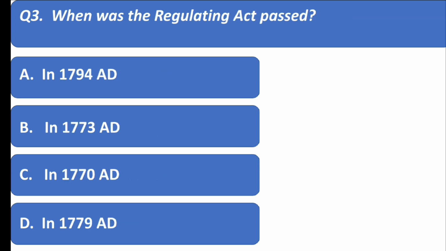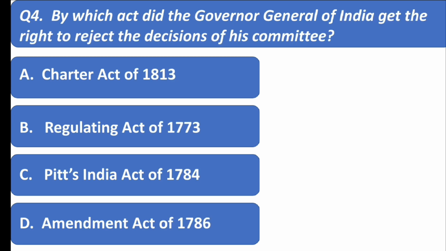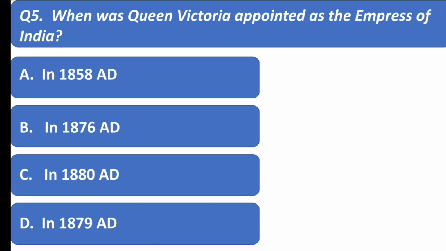When was the Regulating Act passed? Answer is option B. In 1773 AD. By which act did the Governor General of India get the right to reject the decisions of his committee? Answer is option D. Amendment Act of 1786. When was Queen Victoria appointed as the Empress of India? Answer is option B. In 1876 AD.